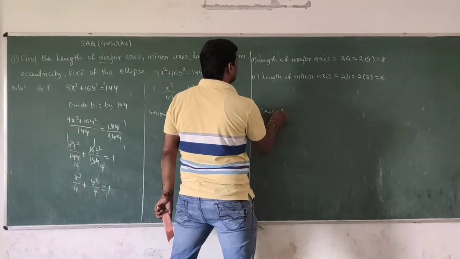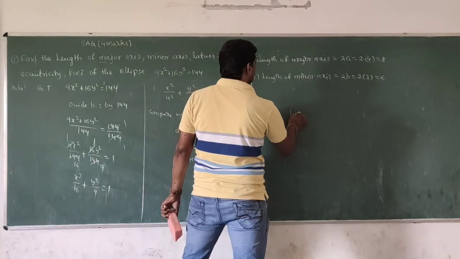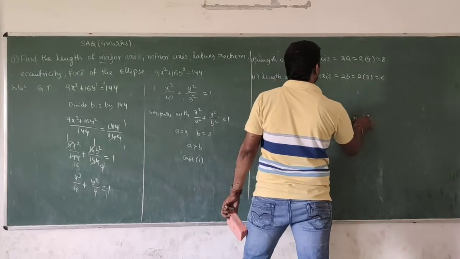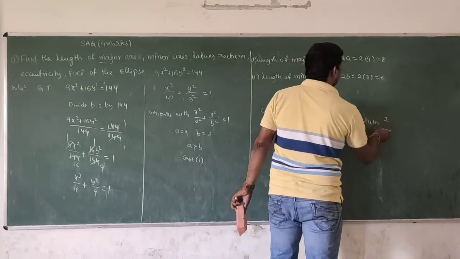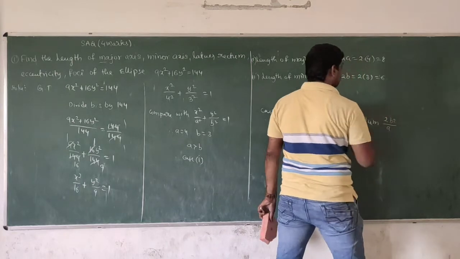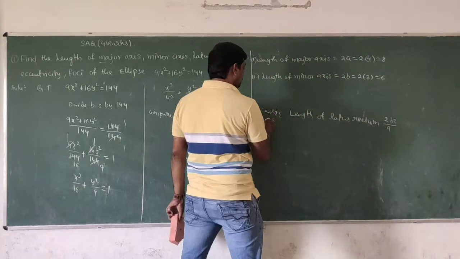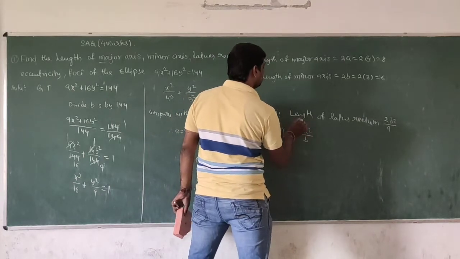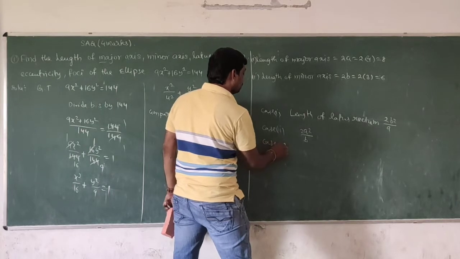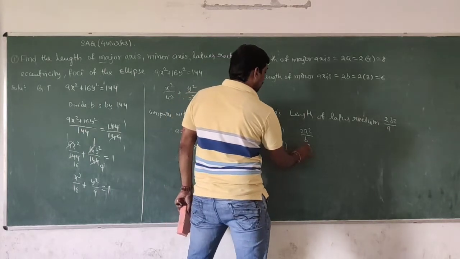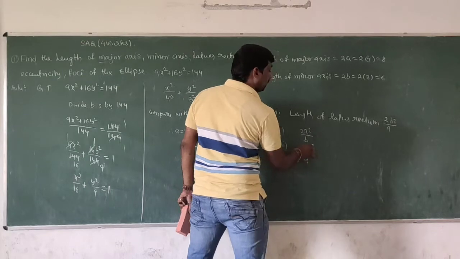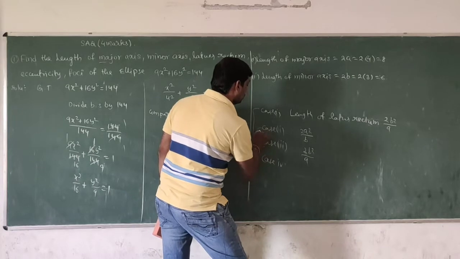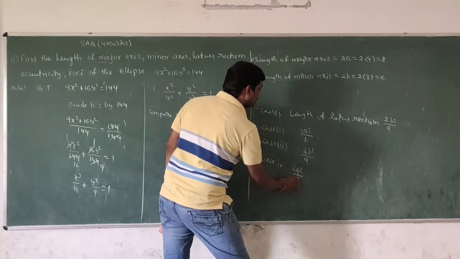In case 1, the length of lattice vector is 2b square by a. Okay, case 1. Next, case 2, 2a square by b. Case 3, length of lattice vector 2b square by a. Again, these two cases are the same. Next, case 4 also, length of lattice vector 2a square by b.